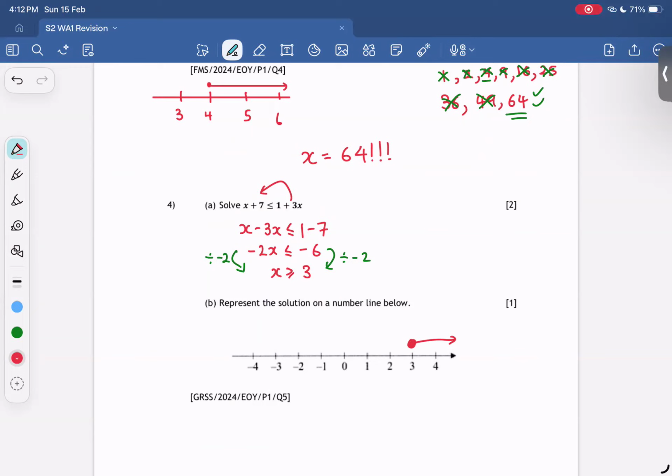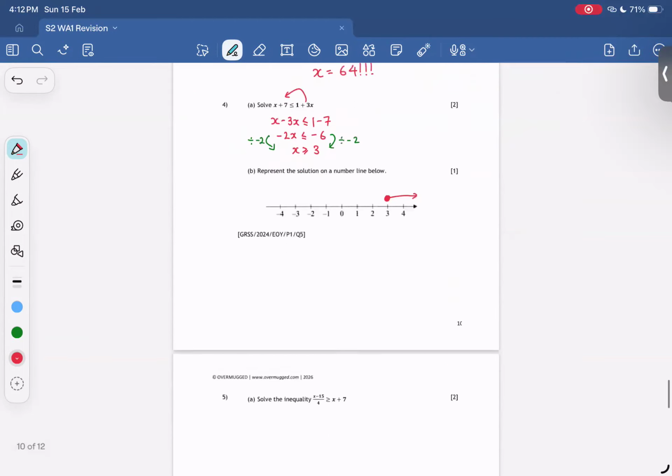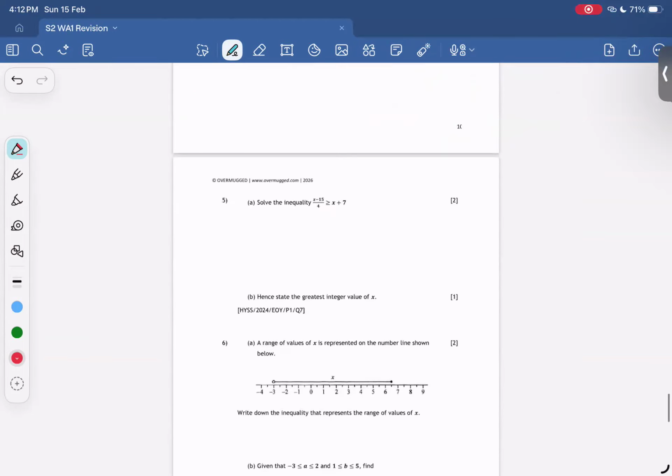So be careful when you're expanding. And if there's any fractions, of course, get rid of the fractions while you can. And yeah, that's for question number 4. So let's take a look at question number 5.